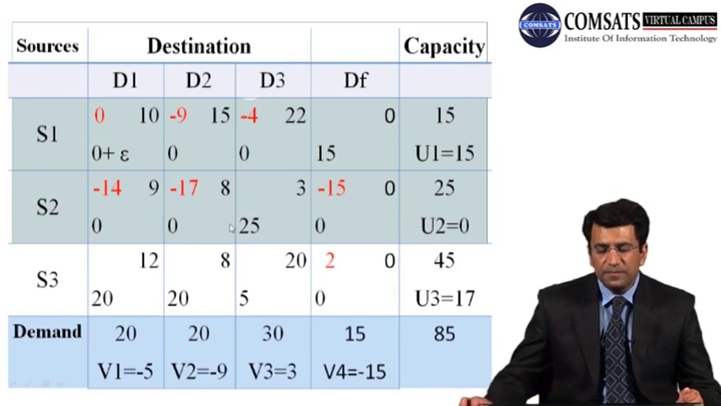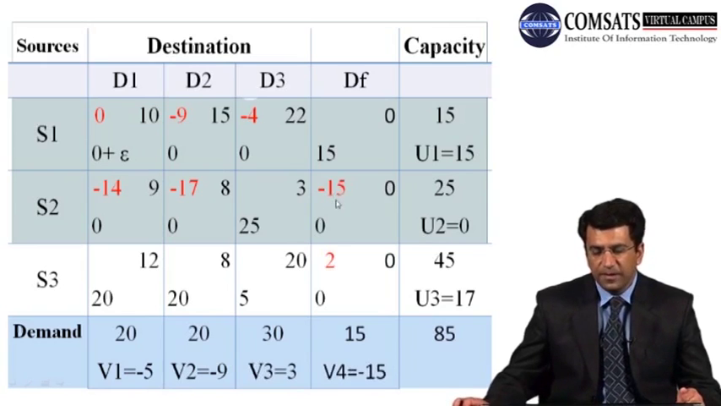Similarly, the shadow cost for this particular cell S2D2 will be equal to U2 plus V2, that is 0 minus 9, and minus the relevant cost, that is 8. So minus 9 minus 8, it will become minus 17. In the same way, the shadow cost for this particular cell S2DF is minus 15, that is U2 plus V4, 0 minus 15, minus the relevant cost which is 0. So the shadow cost will become minus 15 in this particular cell.